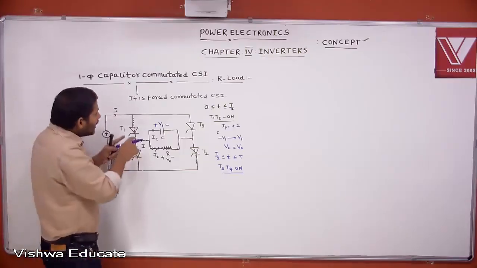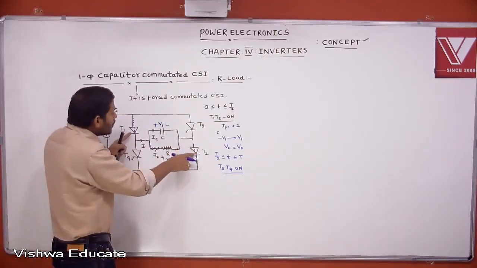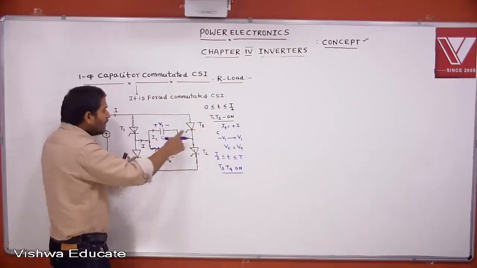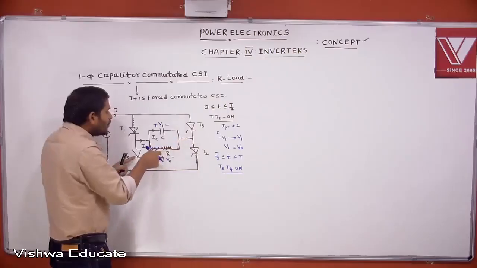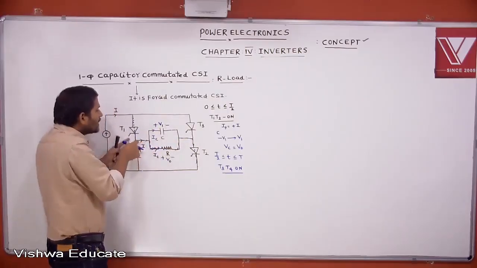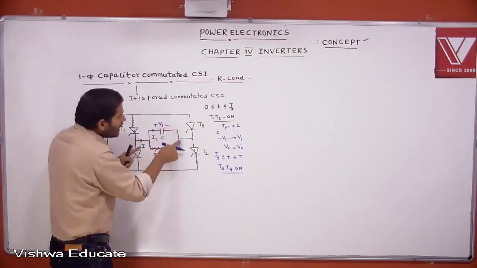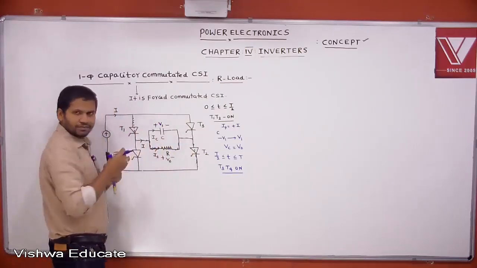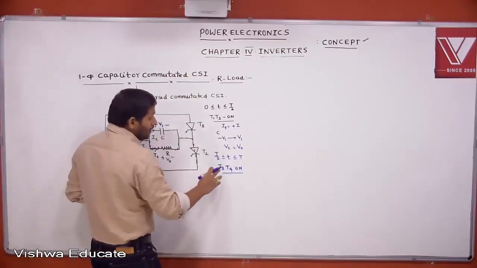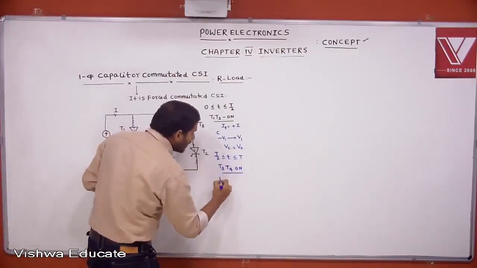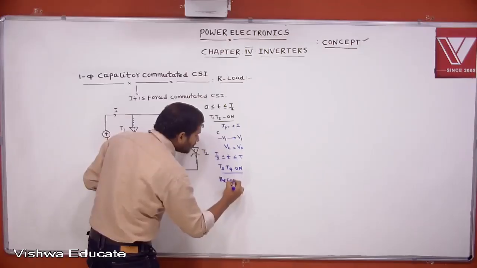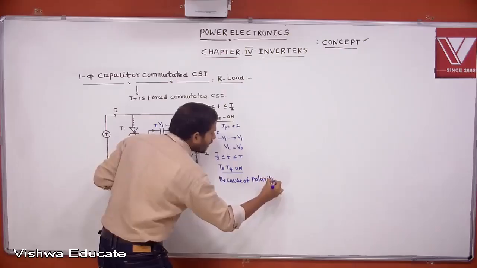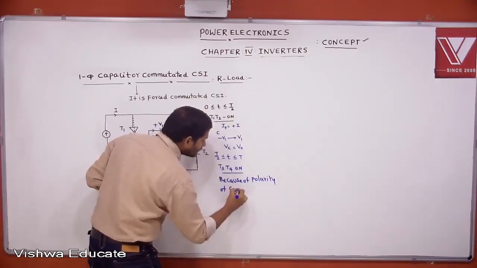Now, in order to turn off this T1, T2, what I can do is trigger T3, T4. Whenever T3, T4 is triggered, this positive is connected here and this negative is connected here. Then T1, T2 will be turned off because of the polarity of the capacitor.